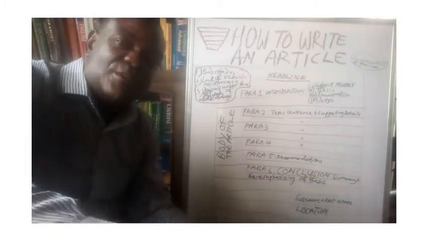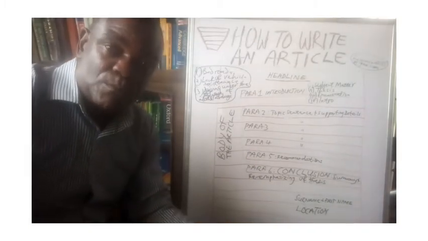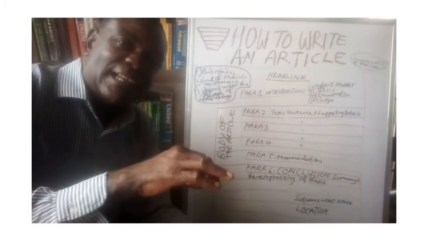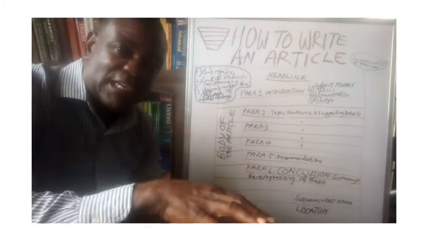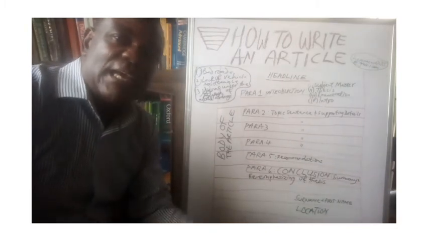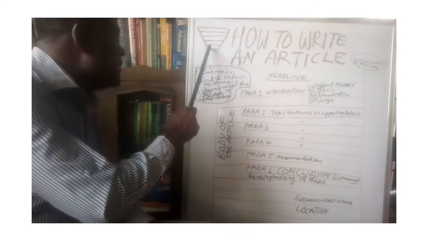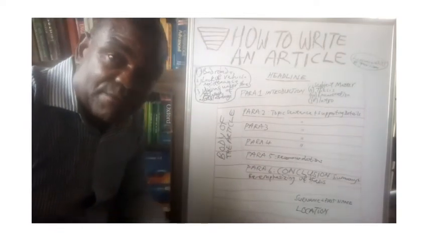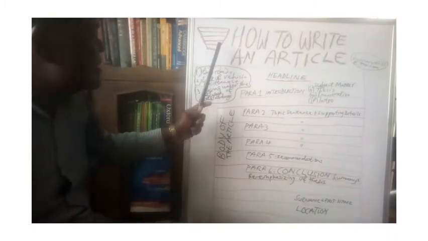Then they tell you the issue you need to discuss. So what I want to draw your attention to is the fact that it's suitable for publication in a particular section of the print media. This is why you must apply the journalistic style of writing, which we call the inverted pyramid.